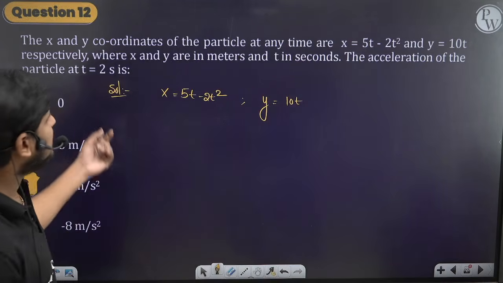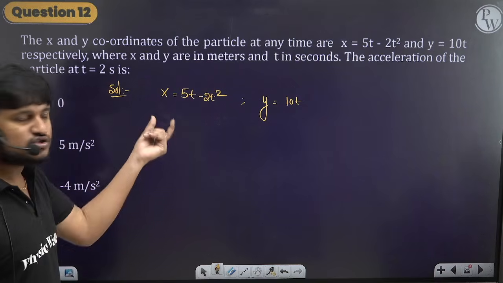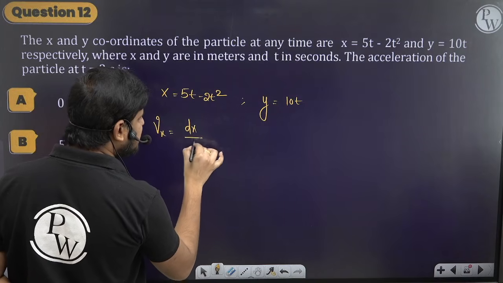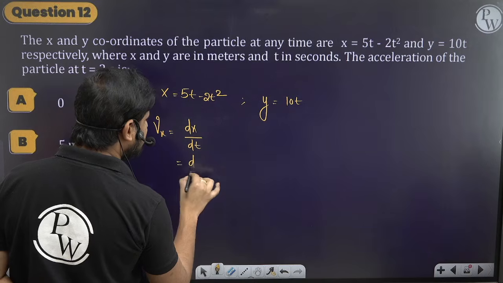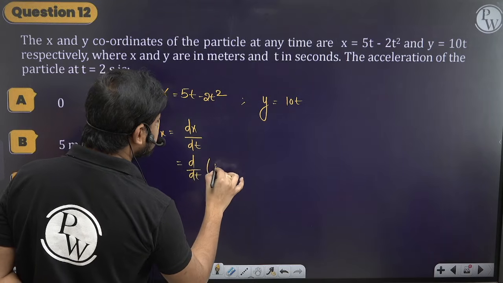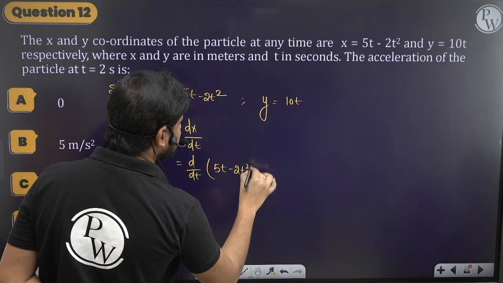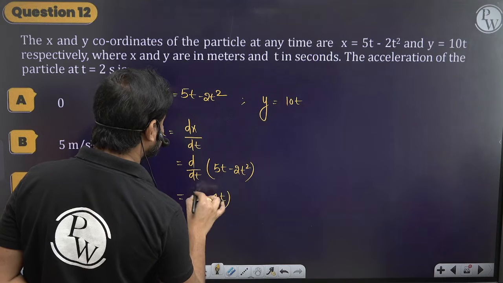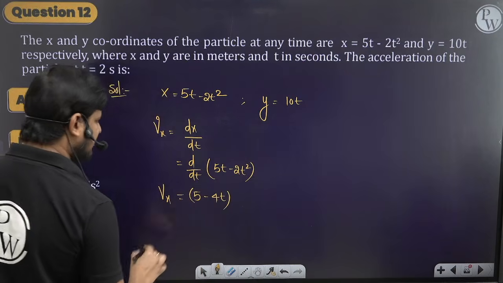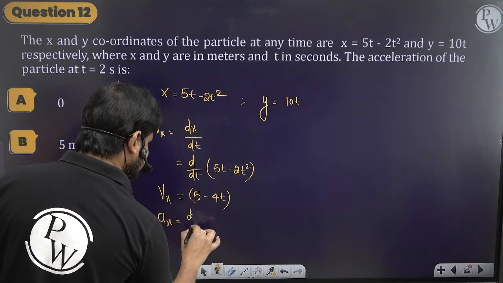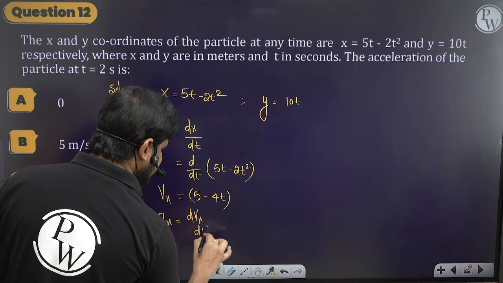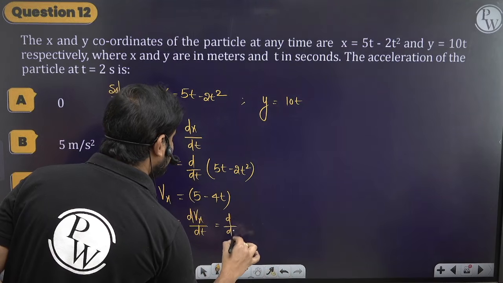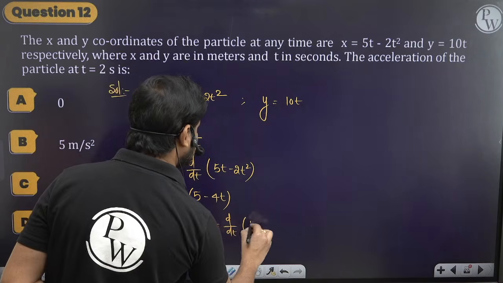Finally they are asking for the acceleration. First, can we find the velocity in the x direction, which is nothing but dx by dt, which is d by dt of x. X is given as 5t minus 2t square. So its differentiation is going to be 5 minus 2 into 2t, which is 4t. So this is the velocity in x. Then can we find the acceleration in x, which is the derivative of the velocity in the x direction with respect to time, d by dt of vx. What is vx? 5 minus 4t.